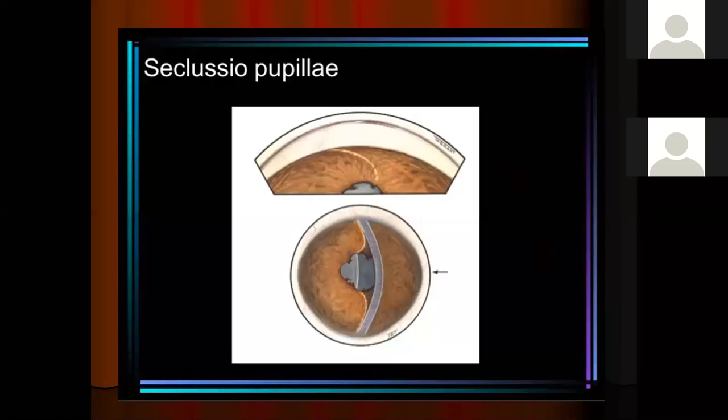Now, in this photograph, you will see seclusio pupillae, meaning iris is attached to the lens all around the pupil. Total adhesion. This is seclusio pupillae.